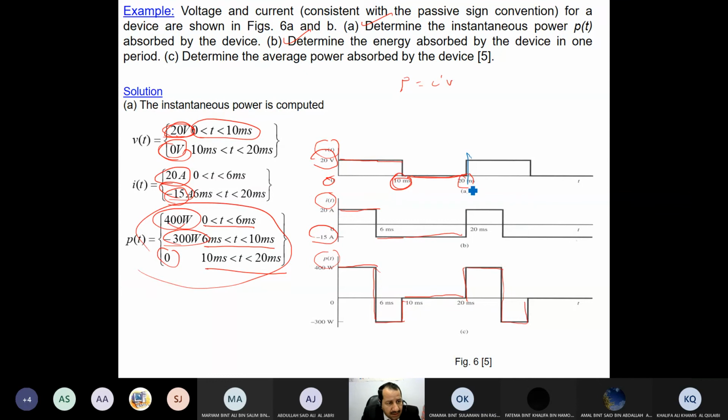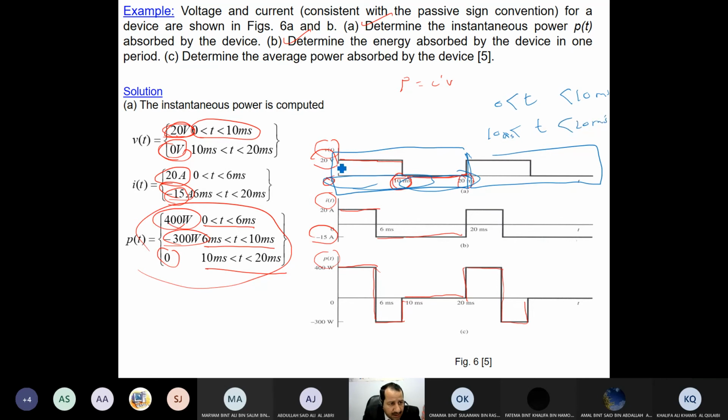Now, this is the waveform, and it repeats itself again and again. As you can see here, from 0 to 10 milliseconds is the first part. And the second part here is T greater than 10 milliseconds and less than 20 milliseconds. The first one was 20 volts. The second one was 0 volts.